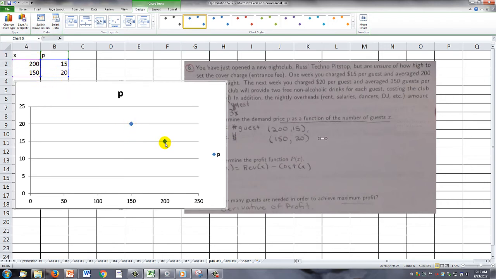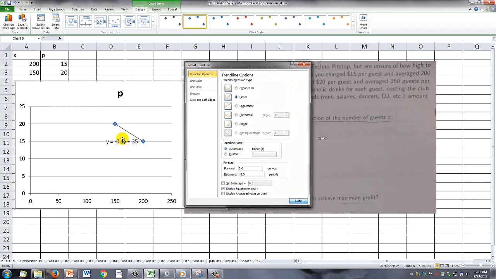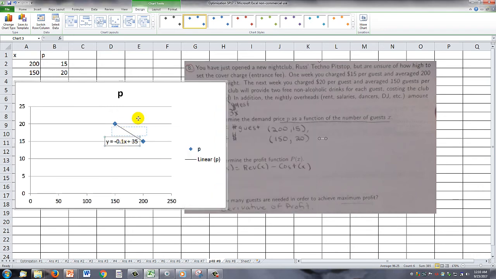Okay, so we have 2 points graphed, and now we can right click and add a trend line, and we want it to be linear. And so I'll put the equation on the chart, and so now we have it, and we'll go ahead and change it to function notation. So our output is P and our input is X, so P of X is equal to negative 0.1 X plus 35, and that's our demand equation.